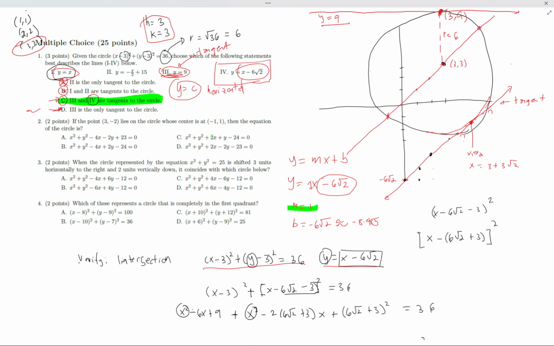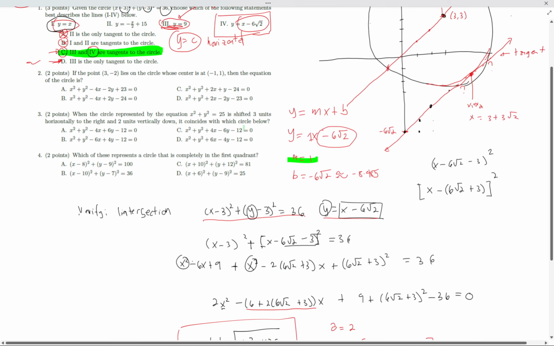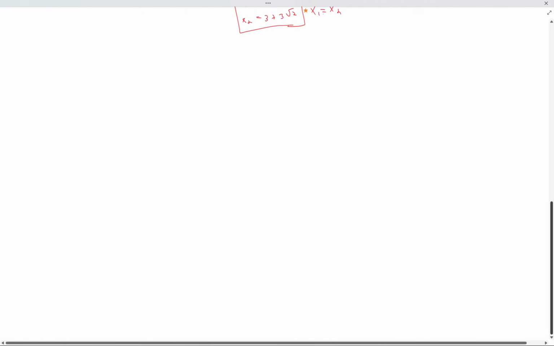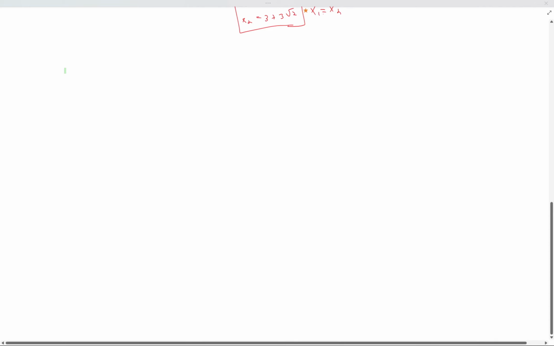Okay, now let's move on to number 2. For number 2, again, let me just grab another screenshot of that one, and I'm going to put it below. So right here, wait a minute, let me take a screenshot of number 2 and copy it here.